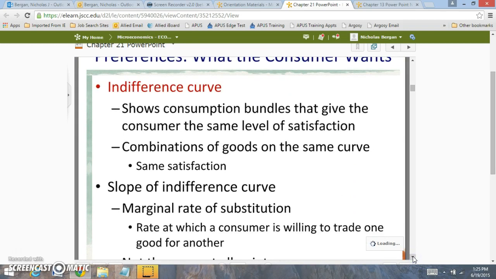Now, what we look at with this is we're looking at an indifference curve. Indifference curve is going to be looking at the consumption between two goods.